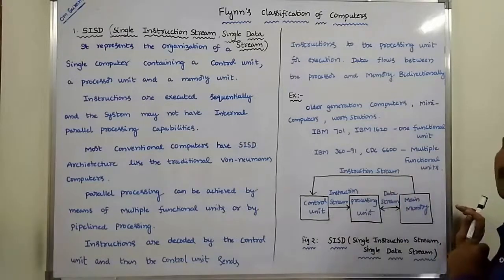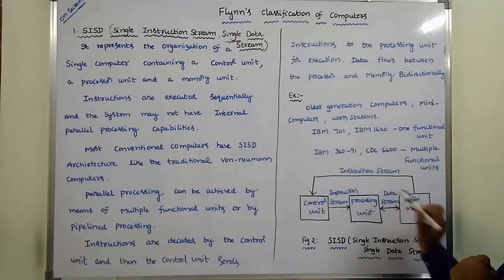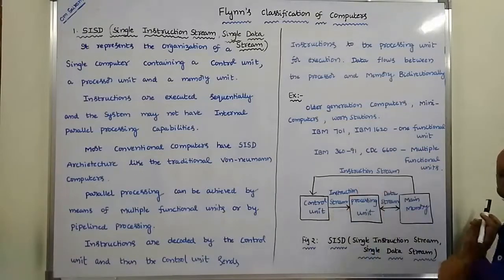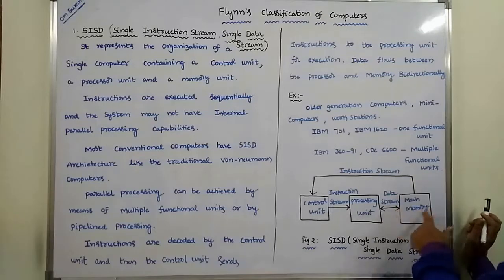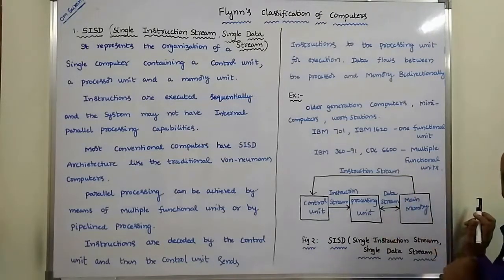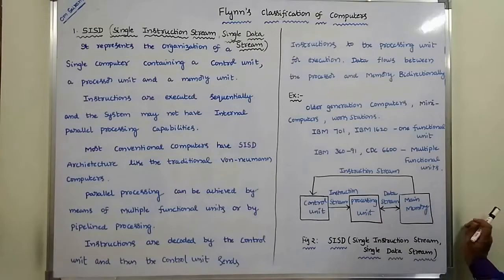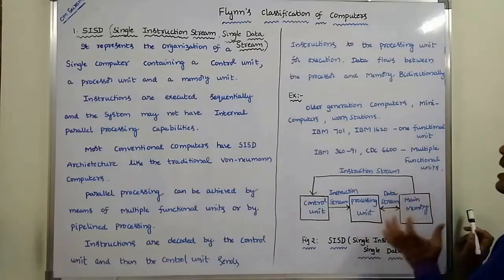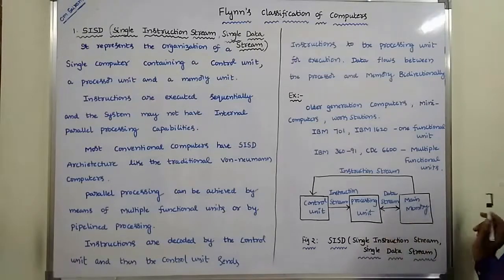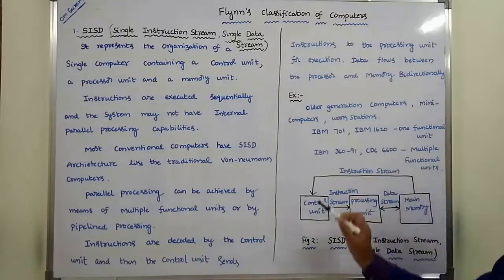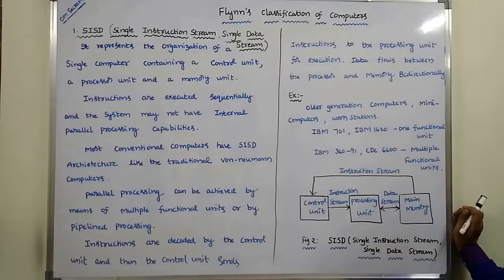The processing unit executes the instruction by taking the data from the main memory. For that purpose, we use the data stream. Whatever output is generated from the processing unit can be sent to the main memory. The data can flow between the processing unit and main memory, and between main memory and processing unit. So the data is communicated bidirectionally between these two units. In this way, we process the instructions in an SISD computer.